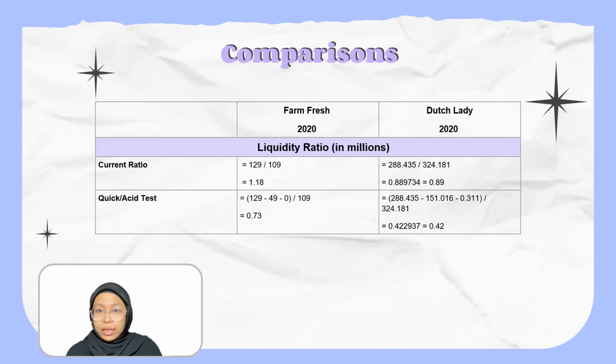Fresh. Next, as for the asset test ratio of Farm Fresh is 0.73, which is also higher than Dutch Lady, which is 0.42. This indicates that Dutch Lady will have difficulty in terms of paying its short-term obligation with their liquid assets. As for the value, for both companies are almost the same. Farm Fresh has slightly better advantage compared to Dutch Lady.